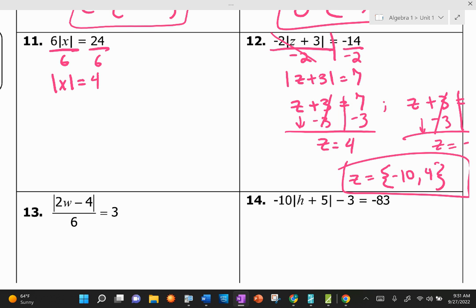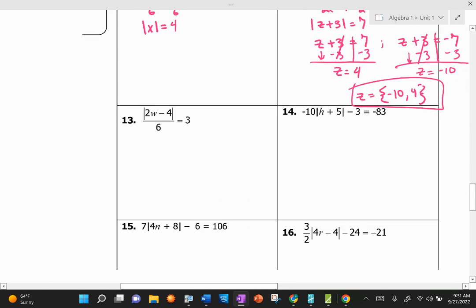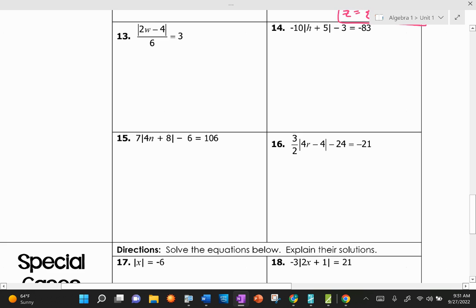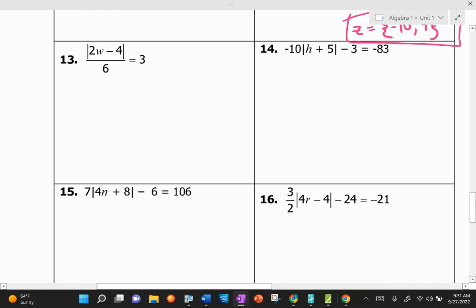Okay, your last two for me on this section are going to be number 13 and number 14. Number 13 has the absolute value of 2w minus 4 over 6 equals 3. So what do we need to get rid of? The 6. Try and do it on your own first. How do you get rid of the 6? If you don't want to write it on your paper, discuss it with your partner. See if you can figure it out.